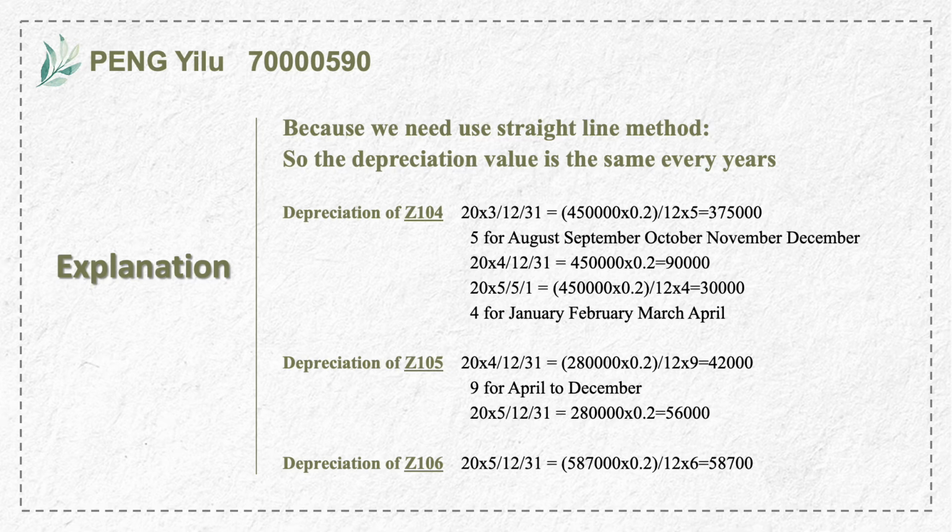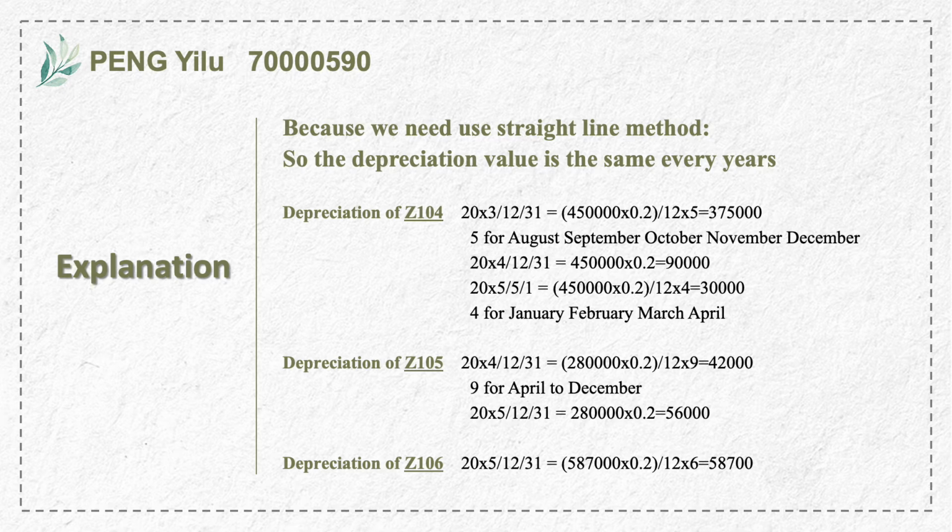Because 2000 X3 to 2000 X4 is a whole year, at 31 December 2000 X4 it equals 450,000 times 0.2, which equals 90,000. On 1st May 2000 X5, it equals 450,000 times 0.2, divided by 12, times 4, which equals 30,000. 4 is for January, February, March, and April.